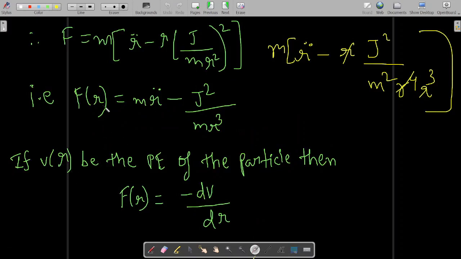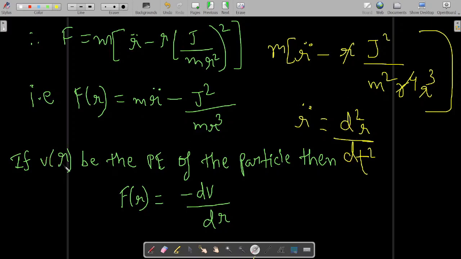So F of r equals m r double dot minus J square by m r cube. R double dot, what is r double dot? I have already told you. Once again I am telling you, r double dot simply means d2r by dt2, double differentiation with respect to time, double differentiation of the radial vector with respect to time. That is what r double dot is.